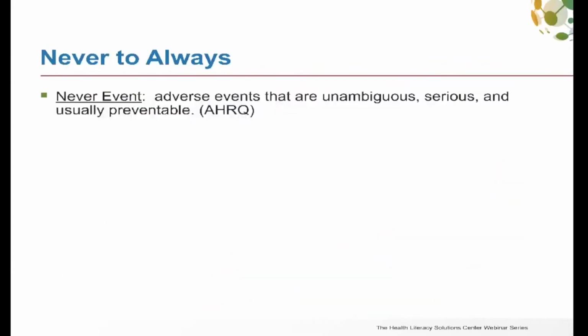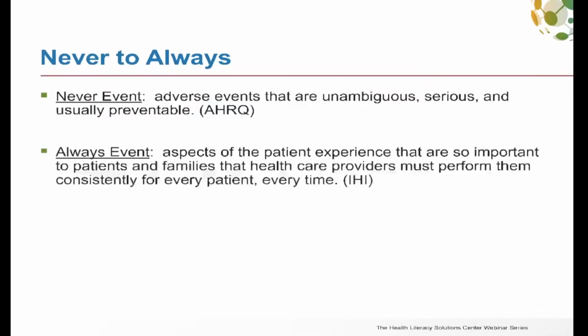you through the toolkit. So you're probably familiar with never events. Those are defined by ARC as adverse events that are unambiguously serious and harmful and usually preventable and should never happen, like amputating the wrong limb, operating on the wrong side of the body, those sorts of never events. Well, several years ago, there was this thought about, well, what should be always events? These are aspects of the patient care experience that are so important that providers should perform them consistently for every patient, every time. And that grew out of the Institute for Healthcare Improvement's work in quality and safety.